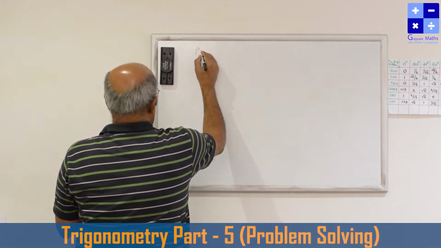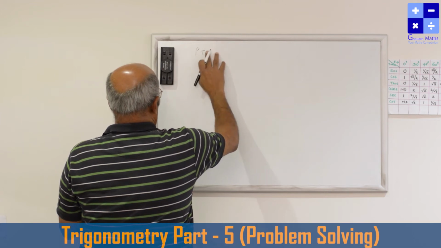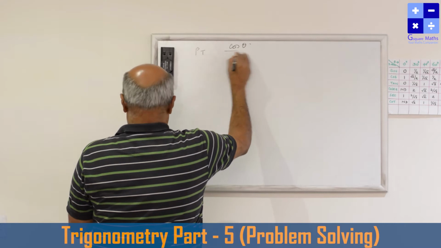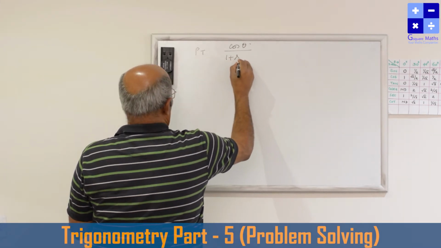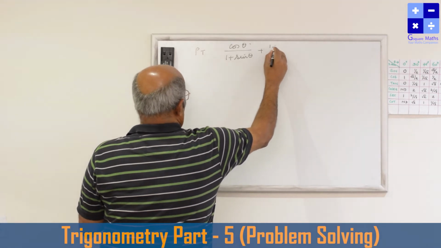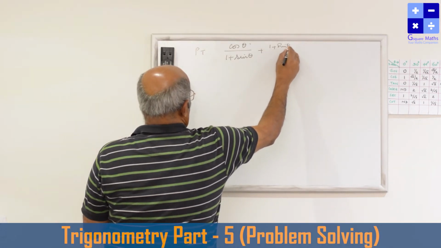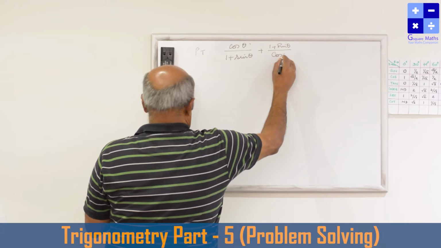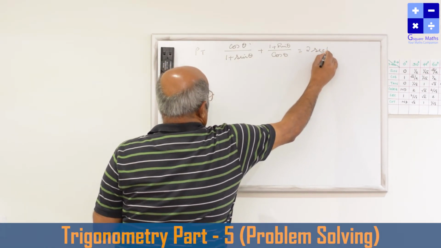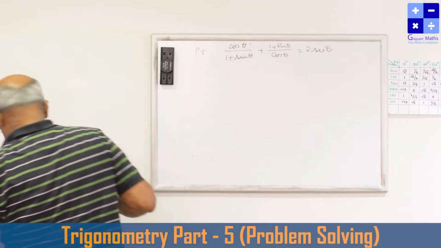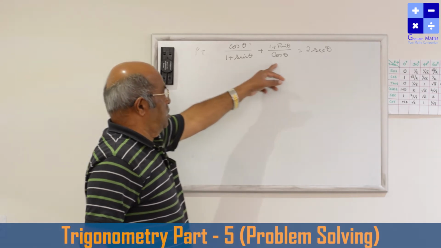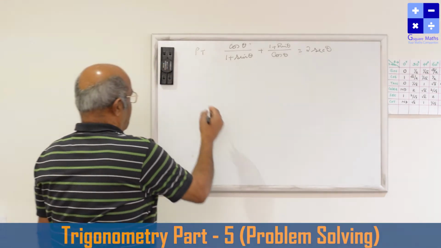Prove that cos theta by 1 plus sin theta plus 1 plus sin theta by cos theta is equal to 2 sec theta. Cos theta plus 1 by sin theta, this is equal to this. So let us simplify this.